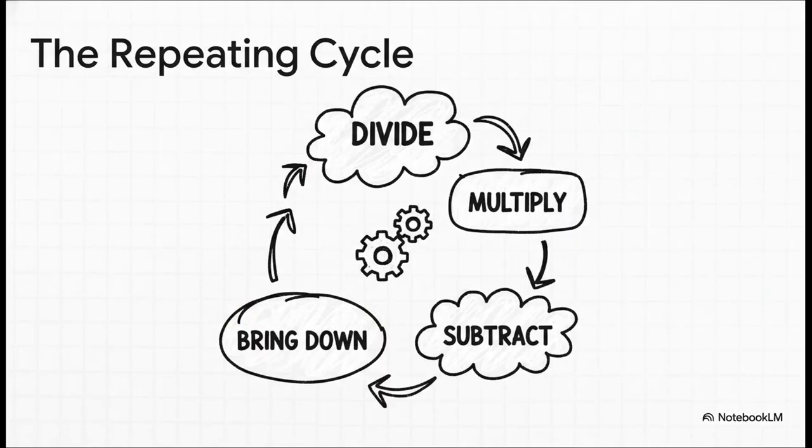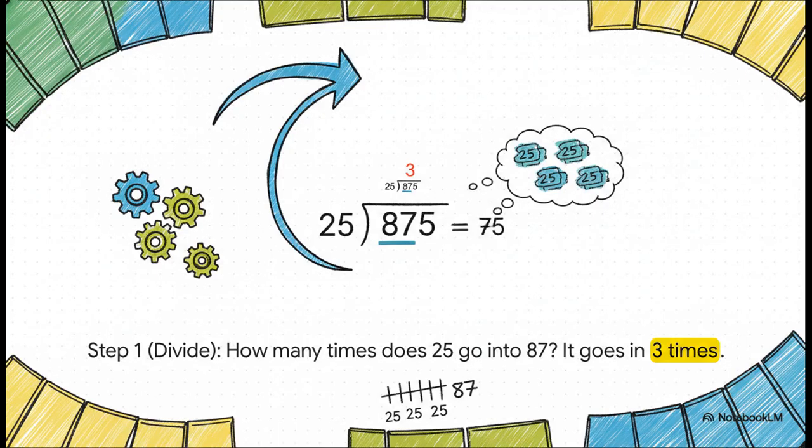You know, the secret to all of this, whether we're talking about numbers or polynomials, is just this simple, repeating four-step cycle. That's it. Divide, multiply, subtract, bring down. We're just going to do that over and over again until we're done. Okay, let's kick off the cycle.